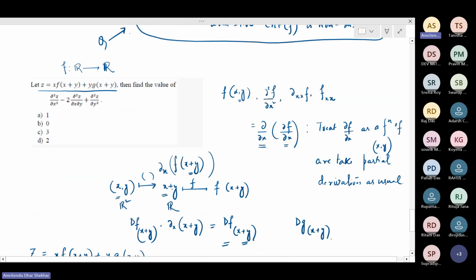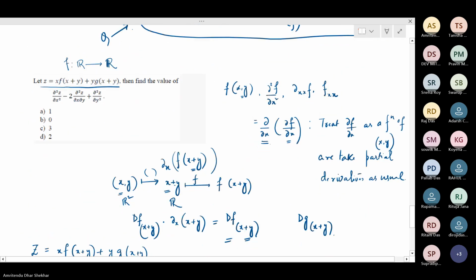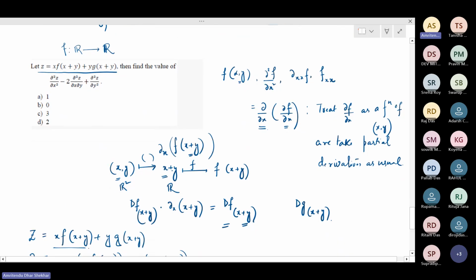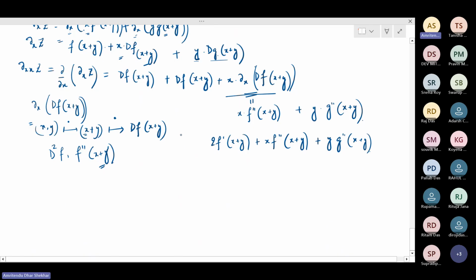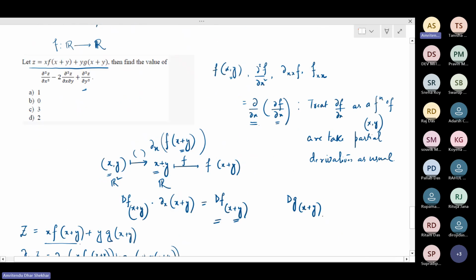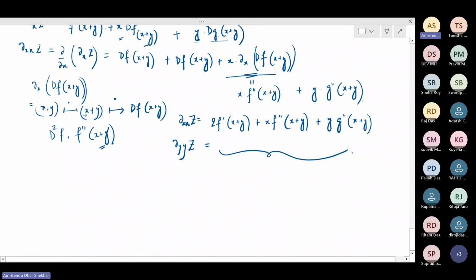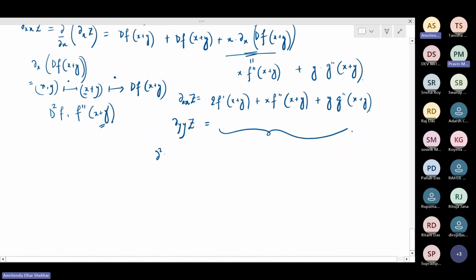Okay. Similarly, you can compute this term. So this is del xx of z. Similarly, you can compute del yy of z, right? You can compute this term. What else do you need to compute? We need to compute next del square of z by del x del y, that is del xy of z.